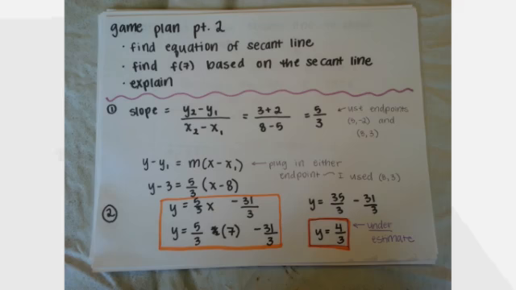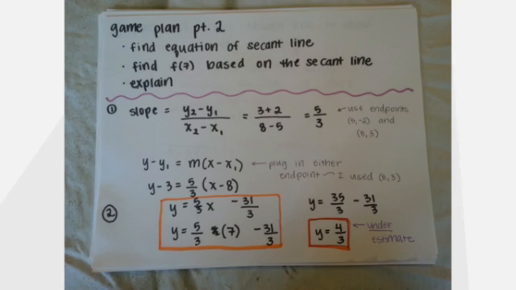We find the algebraic slope between the 2 points, and we get 5/3. Then we plug in one of the points. I used 8, 3, but it doesn't really matter which one you use. And we get that the equation is y equals 5/3 x minus 31/3. Then we plug and chug. After plugging in x equals 7, we get that f of 7 based on the secant line is 4/3.